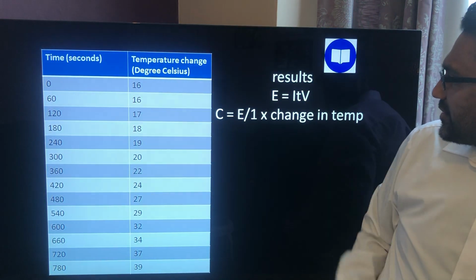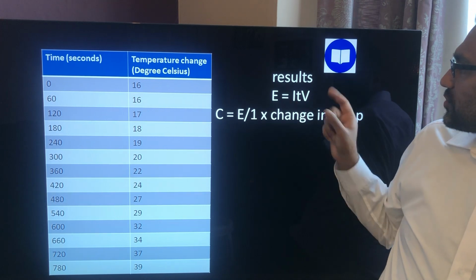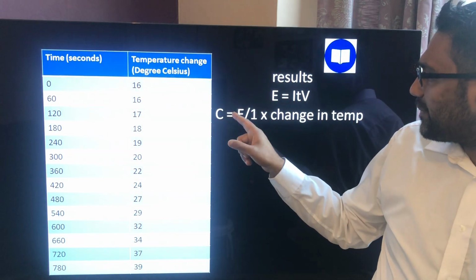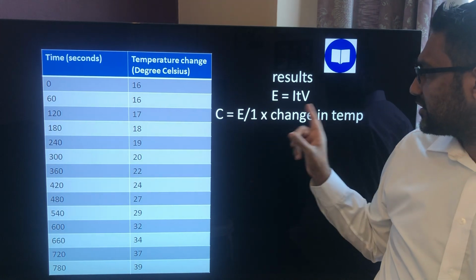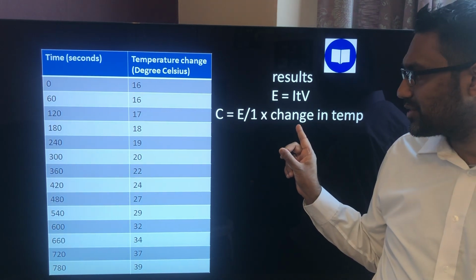So here is another set of results. E equals ITV. The specific heat capacity then is the energy divided by the change in temperature. Remember, that's what we did.